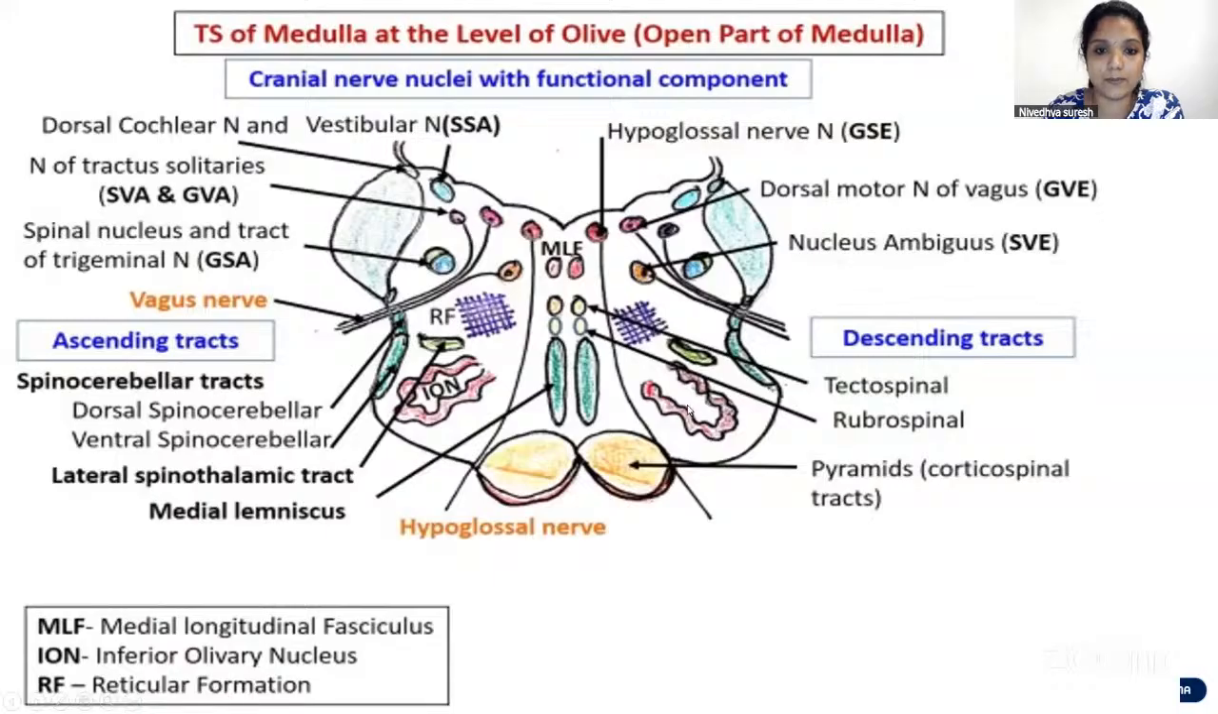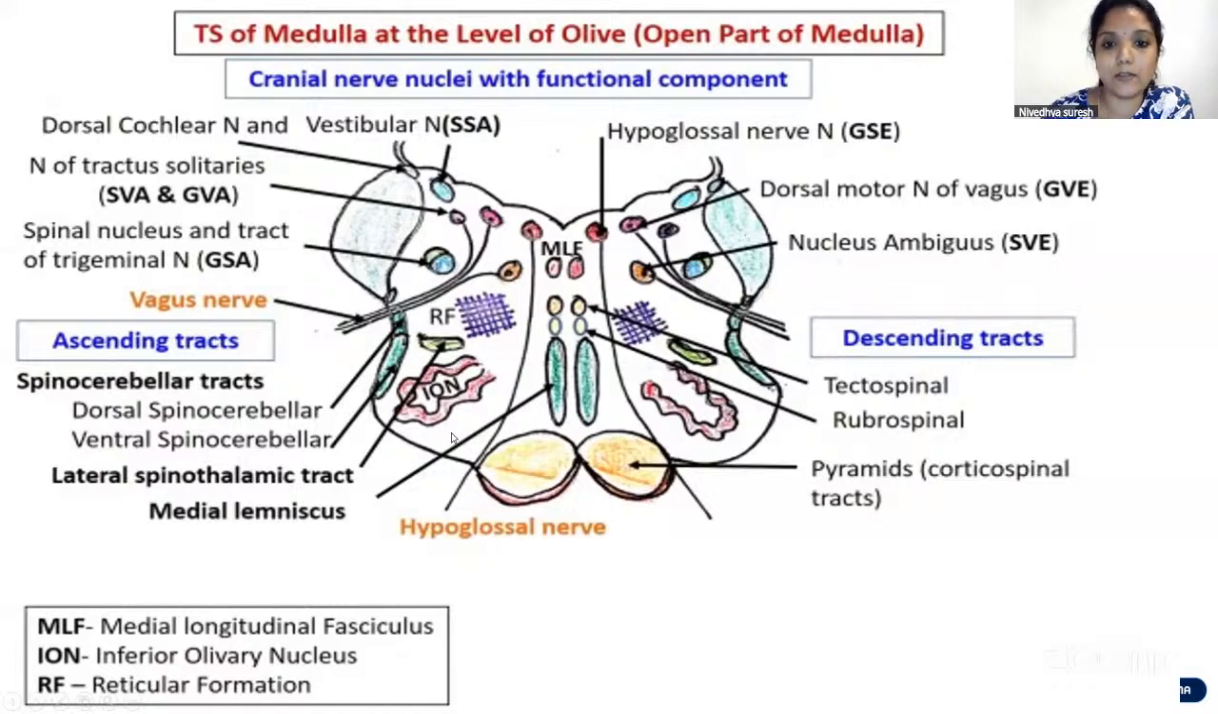Okay, this is very important. The importance of this structure is the tectospinal and the rubrospinal. Remaining everything, the nucleus and all, we can see in the middle part also, but here it has spread more posteriorly and more laterally. Okay, so once again we will revise.